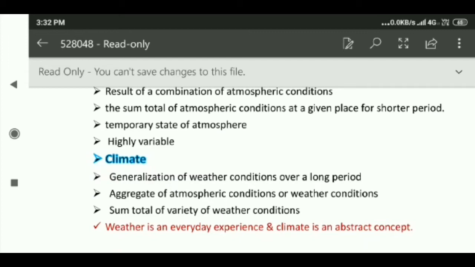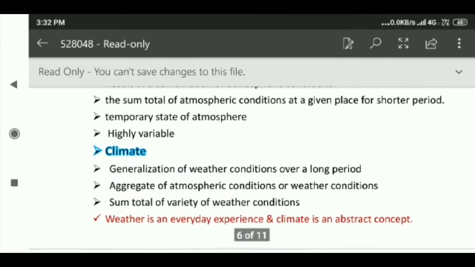When we say that equatorial areas experience hot and humid climate, or western Rajasthan and Sahara region have tropical dry climate, or India's climate is monsoon climate, or Indonesia bears equatorial type of climate, that means we are saying something about the state of atmosphere over a long period of time.